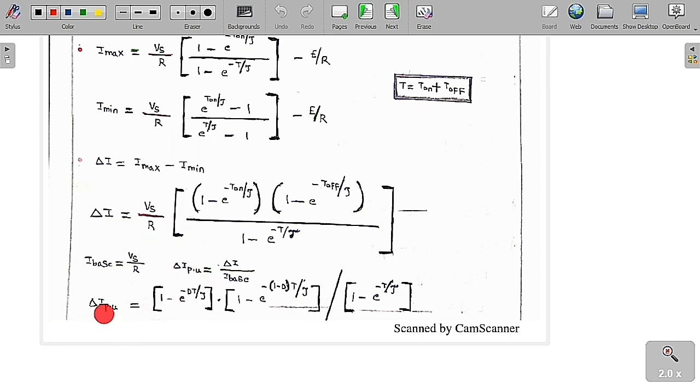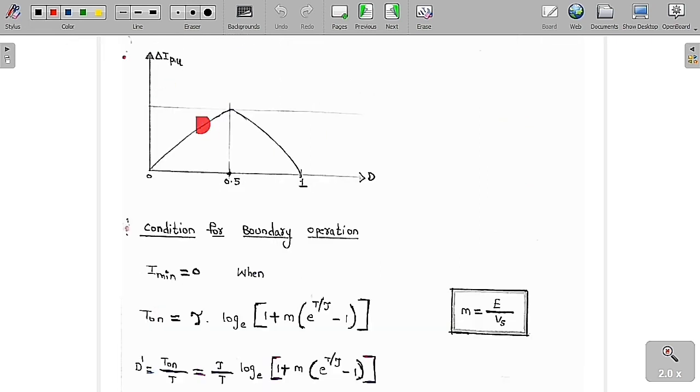So finally I am going to get delta I per unit is equal to 1 minus e to the power of minus dT by tau, where t on is nothing but dT, into 1 minus e to the power of minus (1 minus d) T by tau, by 1 minus e to the power of minus T by tau. So this is the thing that you are going to get. This equation is a function of d. So delta I per unit is a function of d.